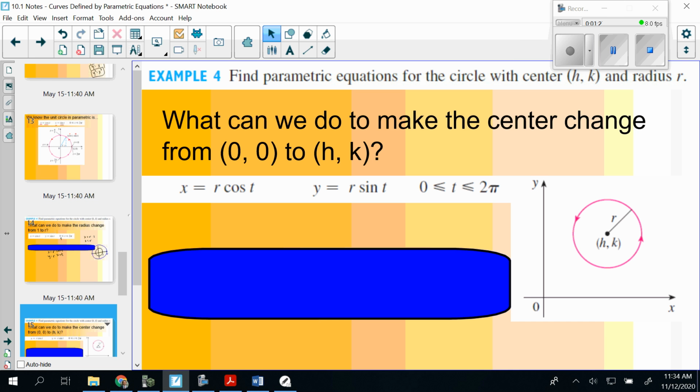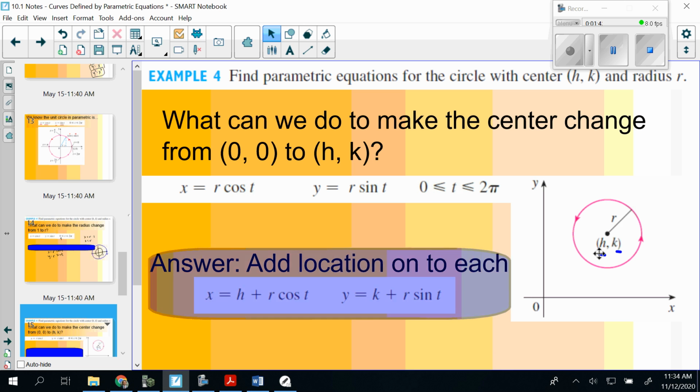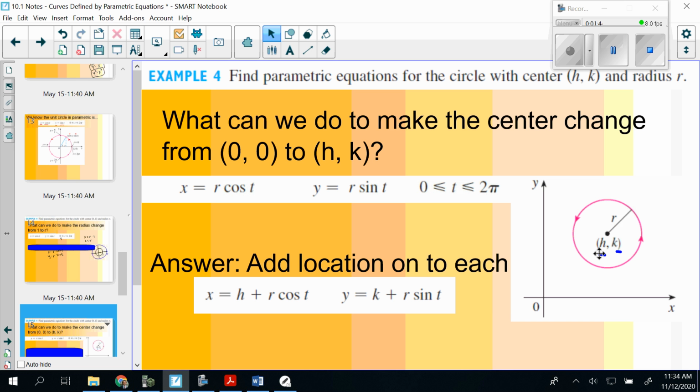All right, what if you want to make the center change? What if you don't want it centered at the origin of 0, 0 anymore, and you want to move it to some other location like (h, k) here? Well then, in order to do that, you would add that onto your r cosine t and r sine t, and you can create a circle anywhere.